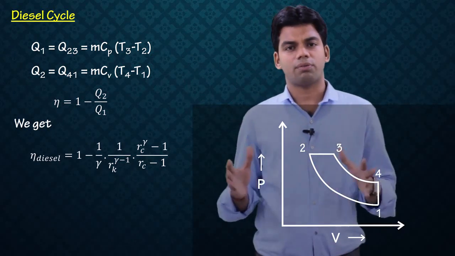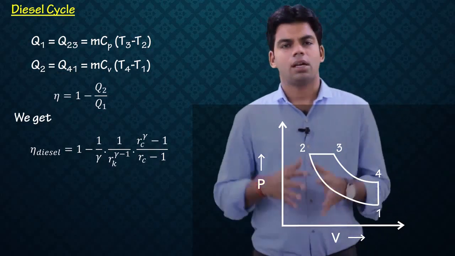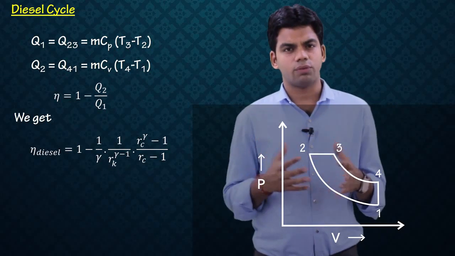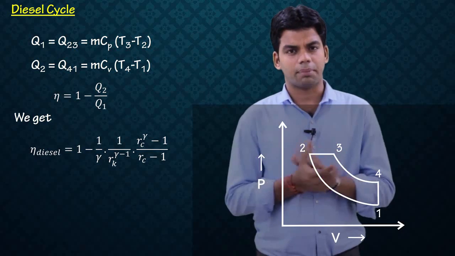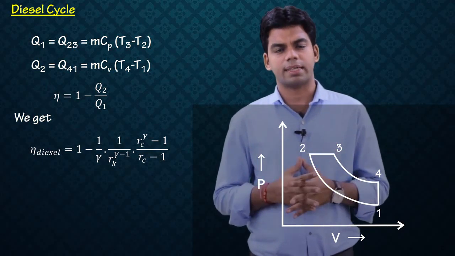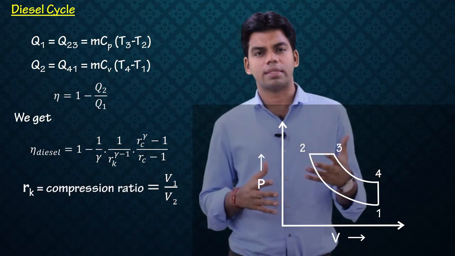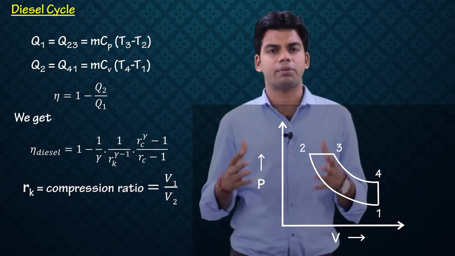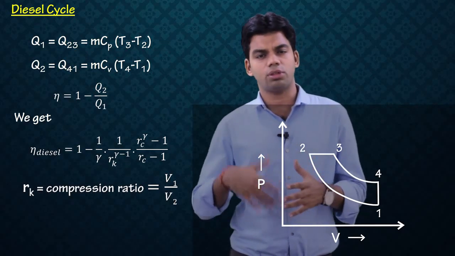This is the formula for efficiency of the diesel cycle. Now here there are two different ratios. One is in the compression process from 1 to 2, where it is getting compressed. So, the ratio is the compression ratio RK, which is nothing but V1 by V2, volume before compression to volume after compression.